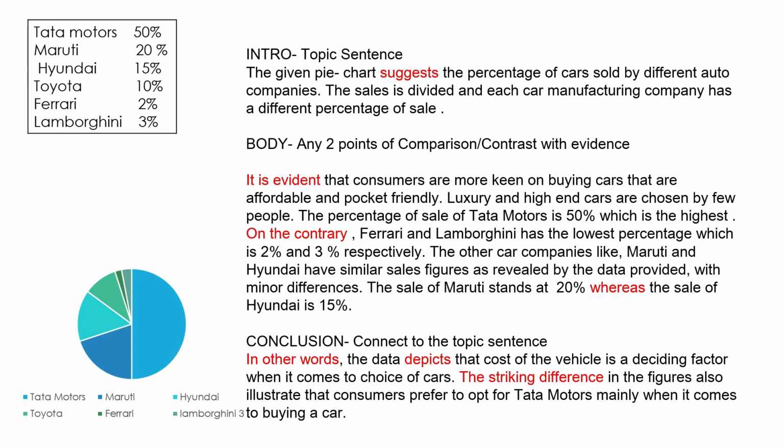the data depicts that cost of the vehicle is a deciding factor when it comes to choice of cars. The striking difference in the figures also illustrates that consumers prefer to opt for Tata Motors mainly when it comes to buying a car. So that brings to the end of the paragraph. And at the end, I mentioned that Tata Motors is the main choice of people when it comes to buying of cars as per the data which is provided.